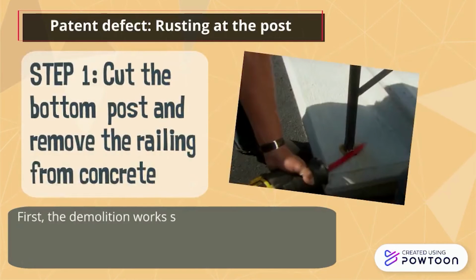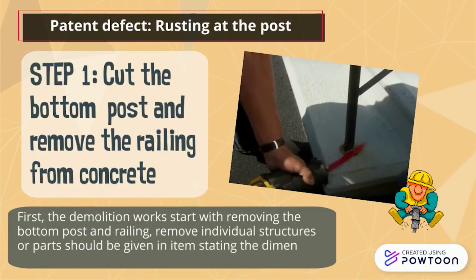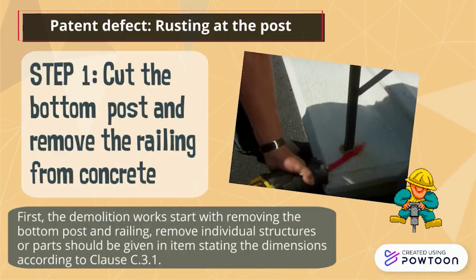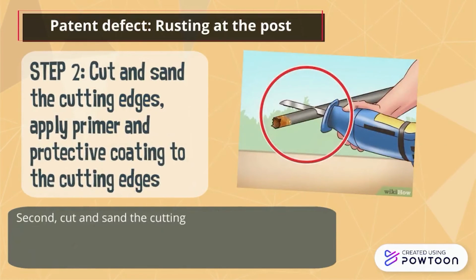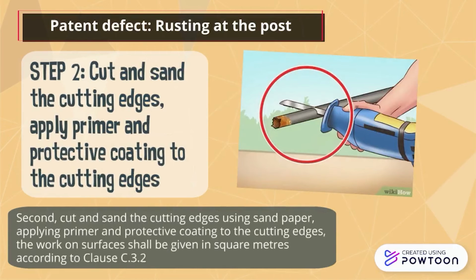First, the demolition works start with removing the bottom post and railing. Removing individual structures or parts should be given in items, stating the dimensions according to clause C.3.1. Second, cut and sand the cutting edge using sandpaper, applying primer and protective coating to the cutting edge. The work on surfaces shall be given in square meters according to clause C.3.2.